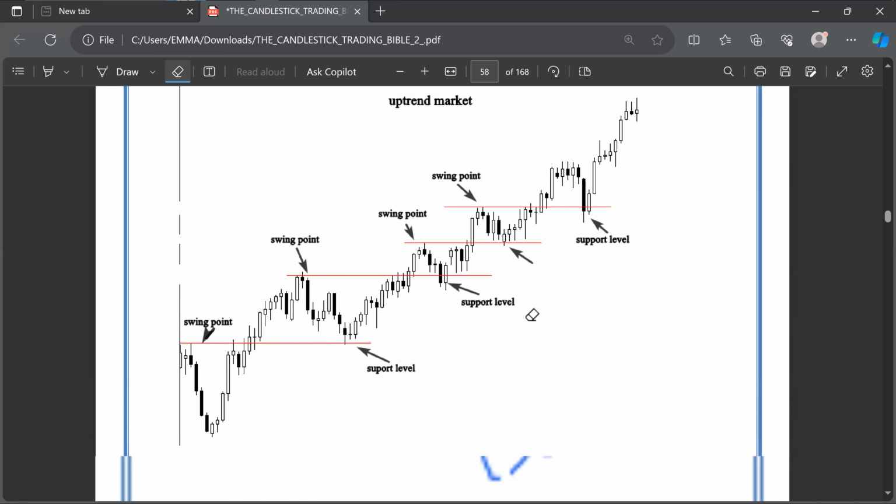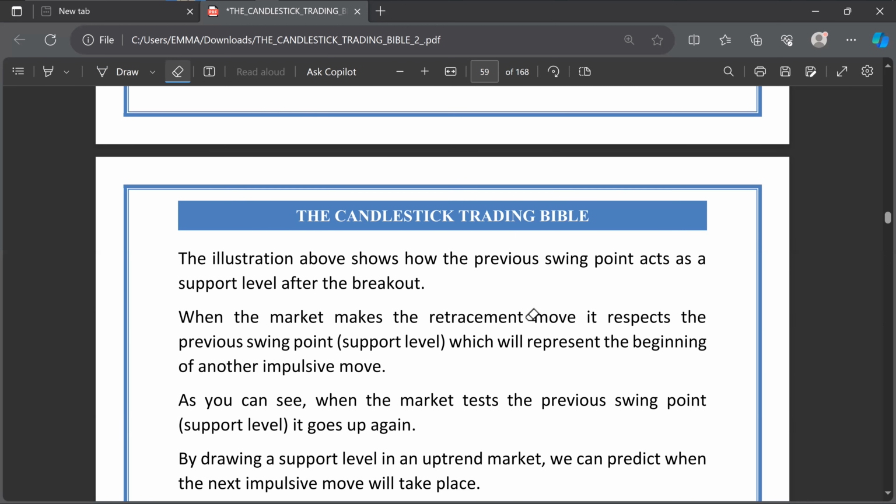So that is what an uptrend is. The illustration above shows how the previous swing points act as support levels after the breakout, right? No worry. Now, when the market makes the retracement move, it respects the previous swing point, the support level, right? Whatever we have said, it's just the reading that we are doing now. It is going to represent the beginning of another impulsive move, right? So when the price moves past one level, that initial level, its name changes to become the opposite of the current name that it has.